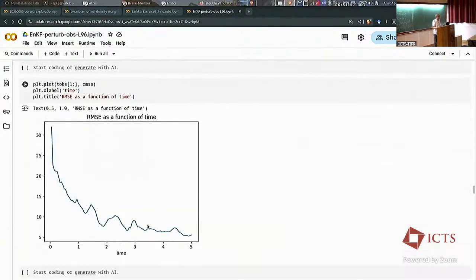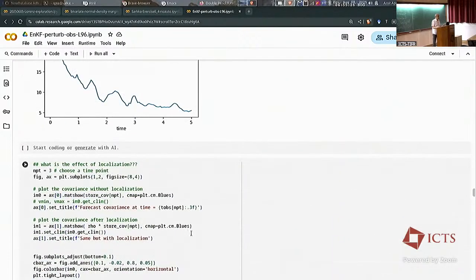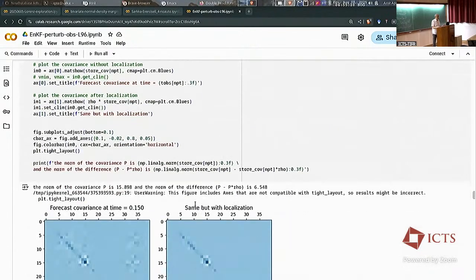Okay, so what I want to now show is what happens to the error. That is the distance between our estimate, which is the mean, and the truth. And this actually nicely decreases almost exponentially with time. It's not quite exponential, but it's pretty fast. And of course, the error saturates at a level which is controlled by the observational noise. And this is what is called an ensemble Kalman filter that works, I would say.